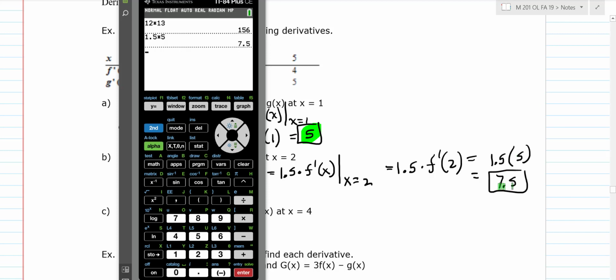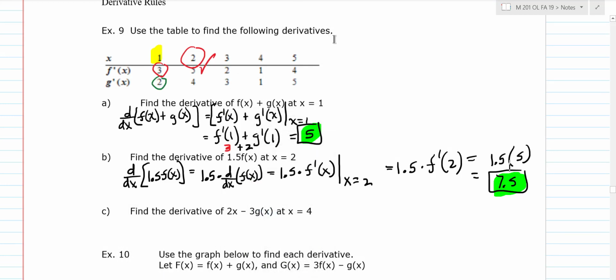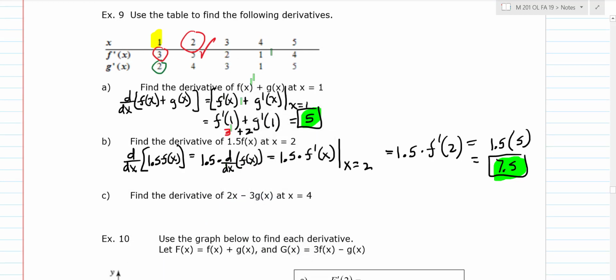Learning to apply the derivative rules is what I want to finish this section up on. The next one, same basic idea. We can write this like this if we want to. What we're really doing is the derivative of 2x, and then the derivative of 3g of x. Again, the derivative of a difference is the difference of the derivatives.